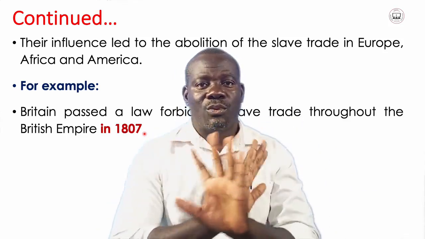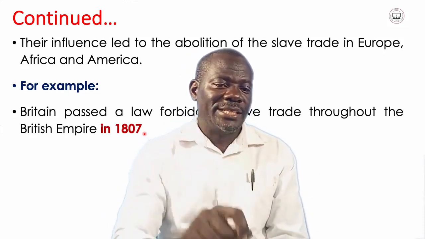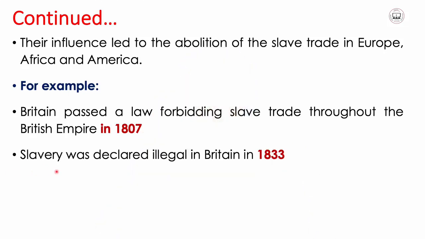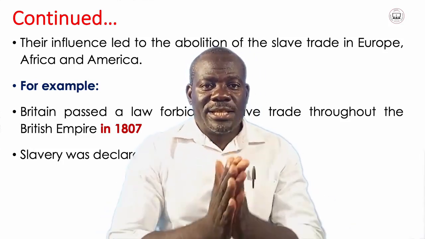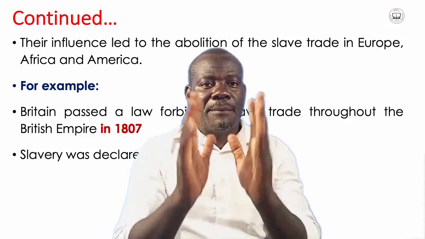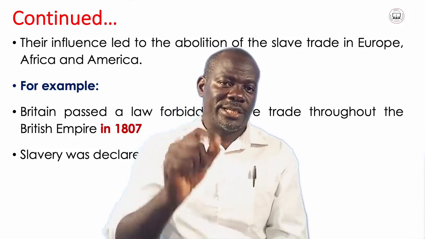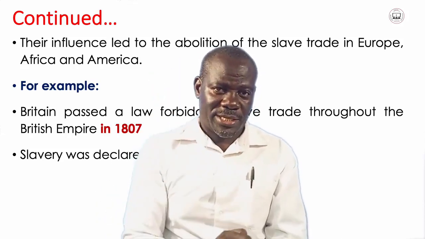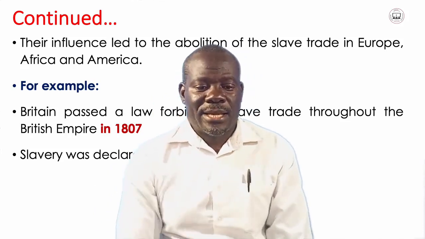So they said, we are no longer doing that. They did that in Britain in 1807. And slave trade was declared illegal in Britain in 1833. So in Britain, by 1833, they said anyone who is embarking on slave trade is going to be arrested because it is an illegal business. It was declared to be an illegal business in 1833.